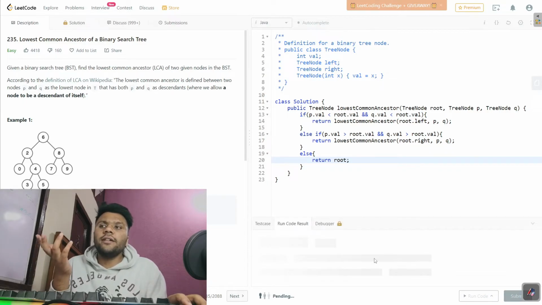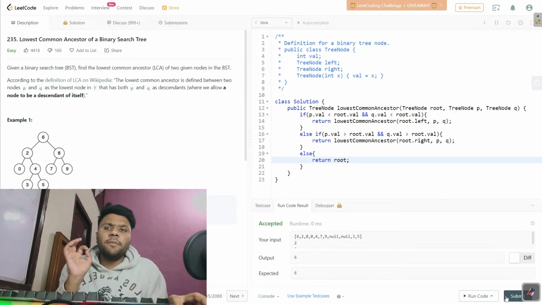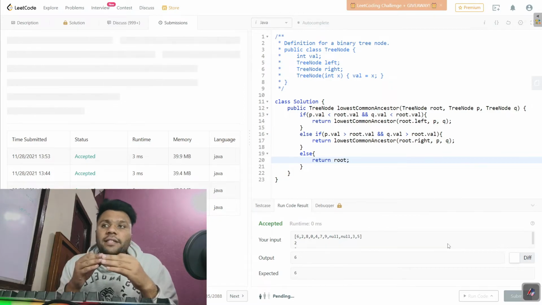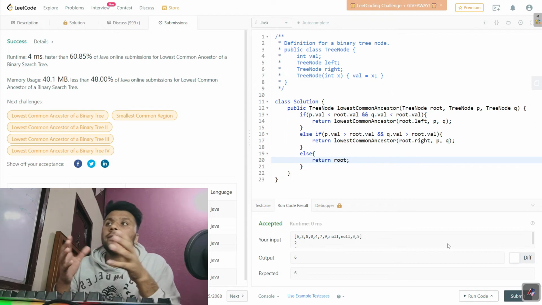Let me give a quick run to this code so that you can see. And here we go, it's accepting very well. Let me just submit it and I will give you its time complexity and space complexity. Here we go. This code is accepting very well.